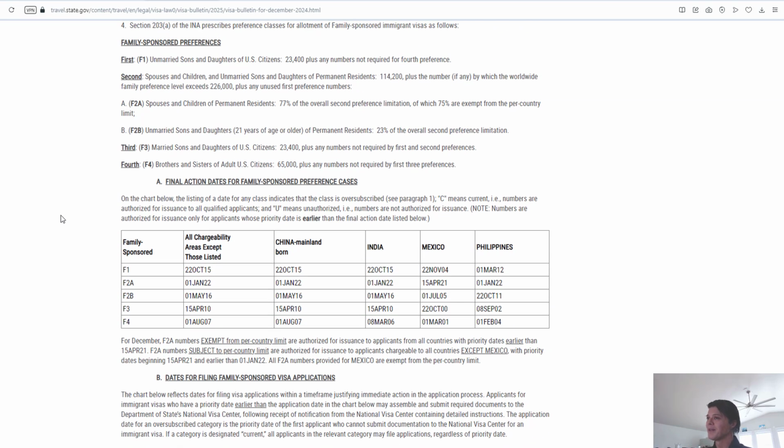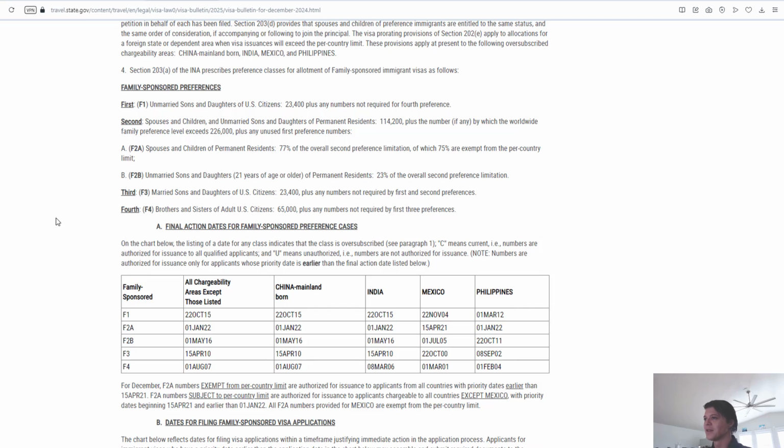You probably already know that there are four family preference categories. The second family preference category has two subcategories, F2A and F2B. F2A is for spouses and children of permanent residents, and F2B is for unmarried sons and daughters over 21 of permanent residents. F1 is unmarried sons and daughters of US citizens, F3 is married sons and daughters of US citizens, and F4 is brothers and sisters of adult US citizens.